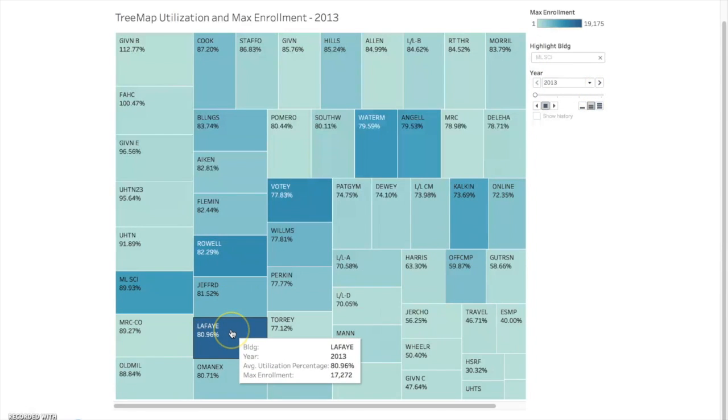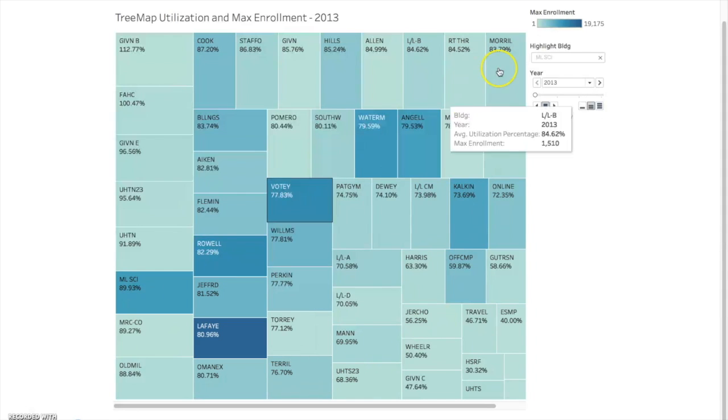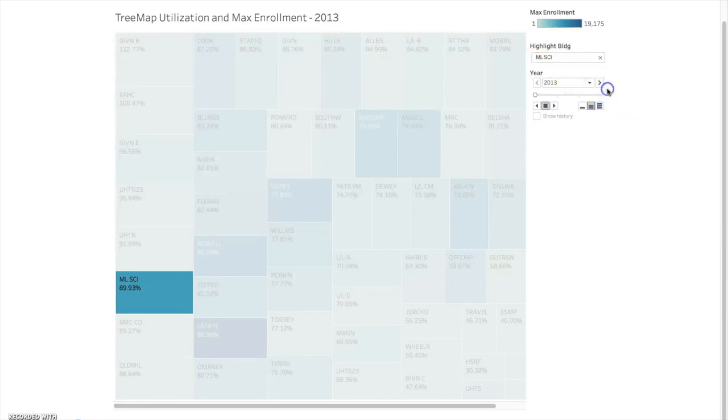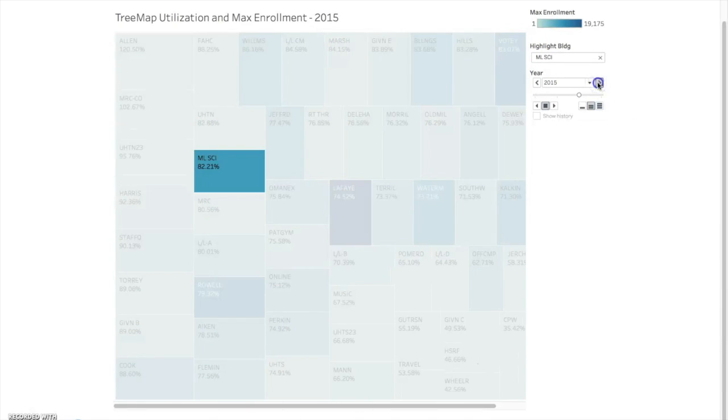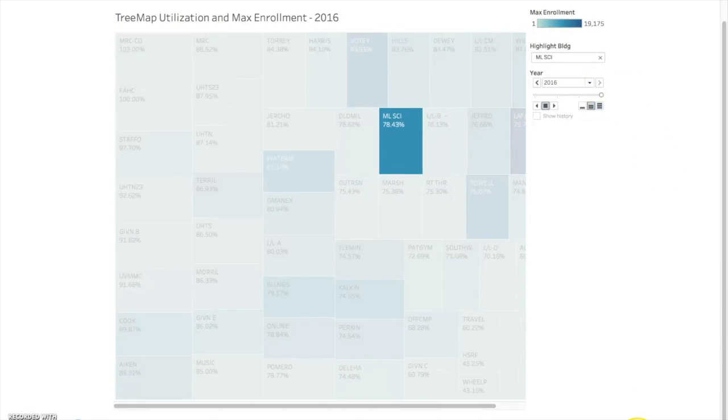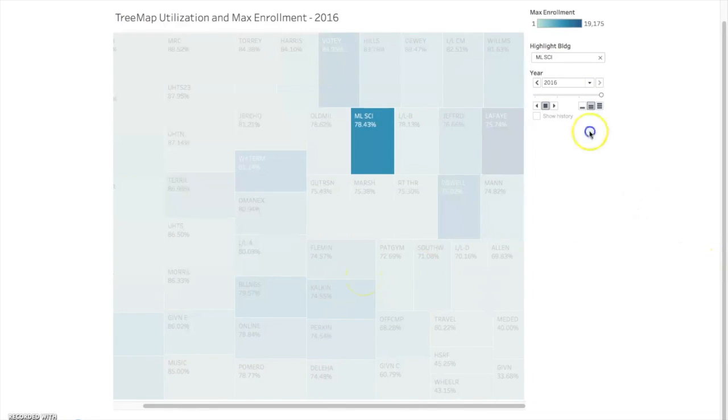You have buildings like Lafayette, where you see a high amount of max enrollment over the years, but the utilization percentage isn't necessarily as high, while you also have buildings like Marsh Life Science, where over the years it fluctuates a lot, but always is kind of in the top percentage. And it's a good way to see which buildings are used more often and get used most effectively.